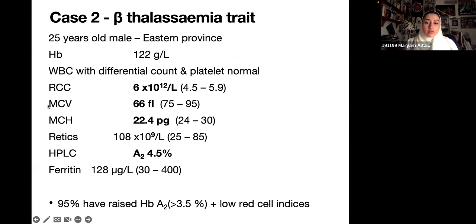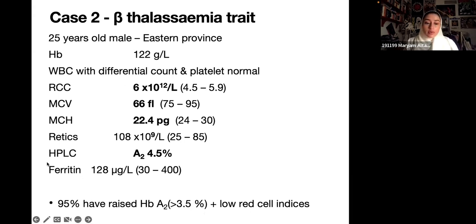RBC count is slightly elevated, your MCV is low, it's less than 80, okay? Your MCH is also low, okay? But the key thing here is that our A2 is elevated, okay? It's more than normal. And so 90% of these patients with the beta thalassemia trait will have low red cell indices, but this patient is presenting, for example, asymptomatically or with very mild symptoms.